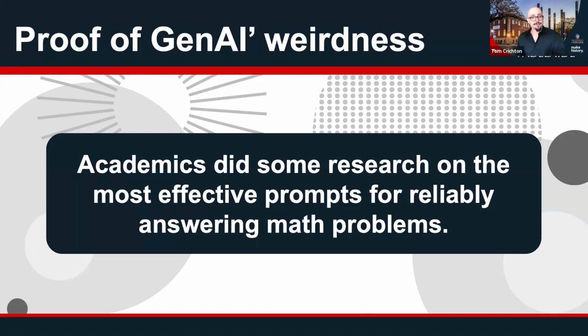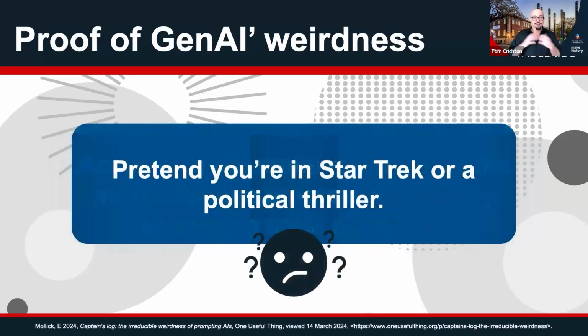But for some reason, what seems to work, at least according to this research paper, was that if you pretend that you and the AI are in Star Trek together or are in a political thriller novel, for some reason, that seemed to generate more reliable, accurate results to solve a maths test. We don't know why. It's weird. So the answers for what is the most effective prompt to come up with can sometimes be a bit strange and not really self-explanatory.